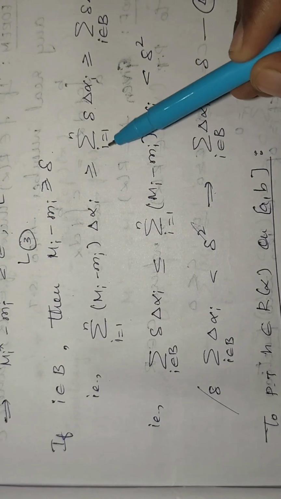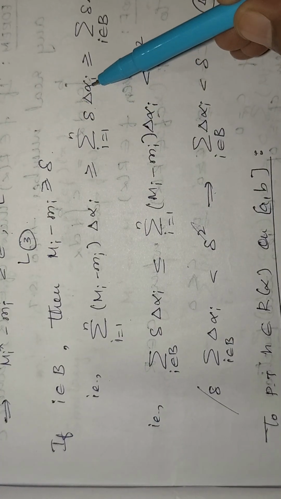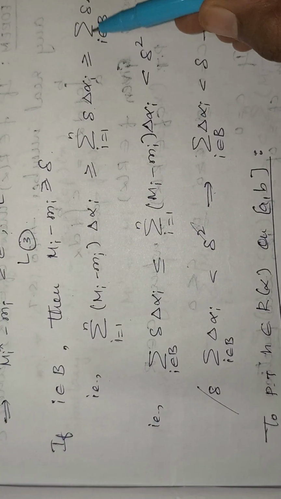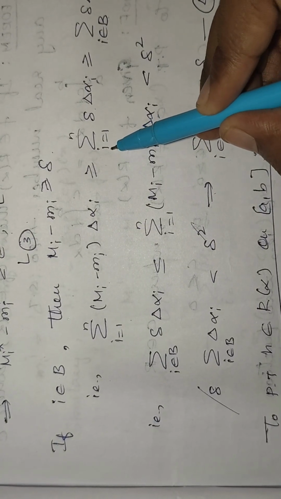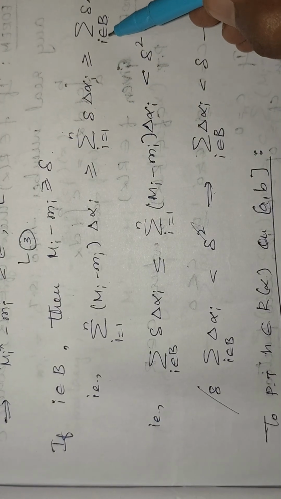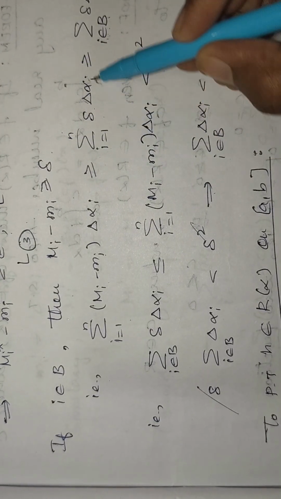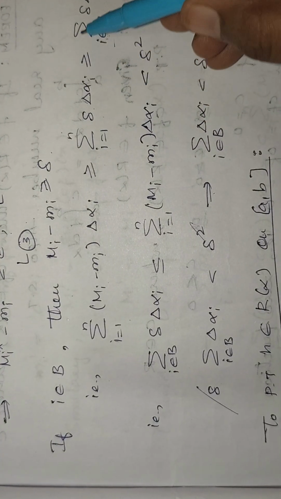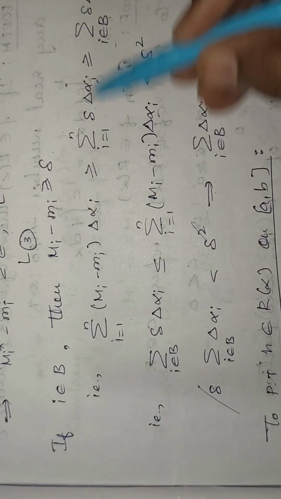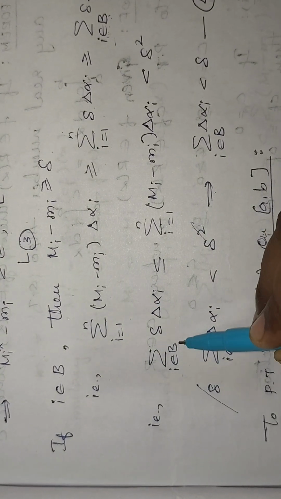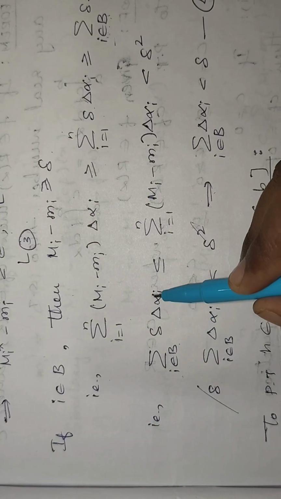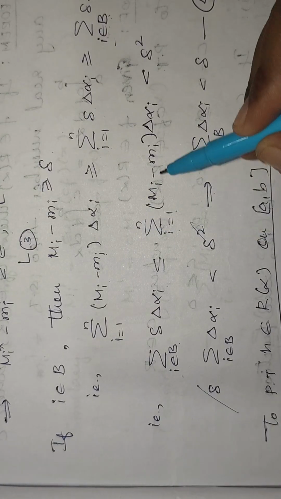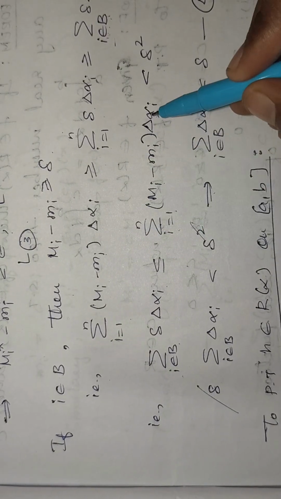And the summation i equal to 1 to n of delta into delta alpha i will obviously be greater than or equal to the summation for only i belonging to B. So this is for all i equal to 1 to n, and this is only for i belonging to B. So obviously this sum will be greater than or equal to this sum. Then if this is greater than or equal to this, obviously this will be less than or equal to this. So summation i belonging to B of delta into delta alpha i is less than or equal to summation i equal to 1 to n of (Mi minus mi) into delta alpha i.